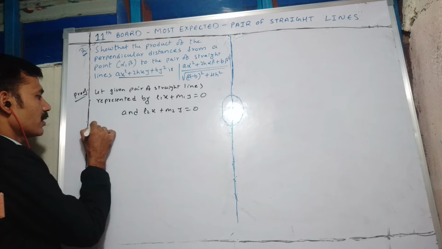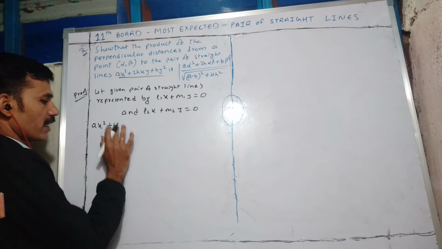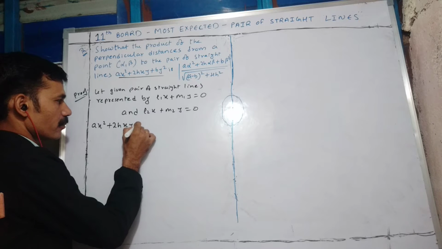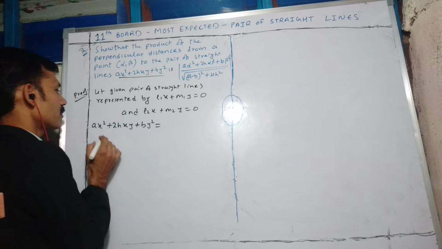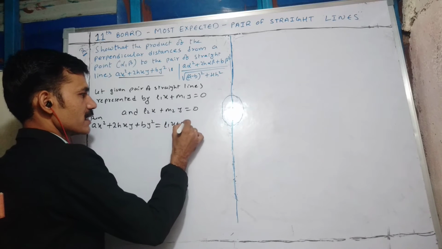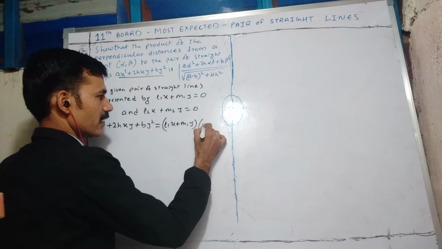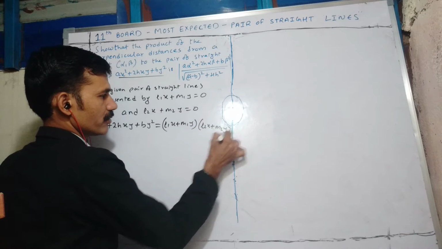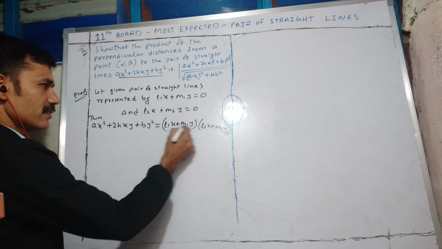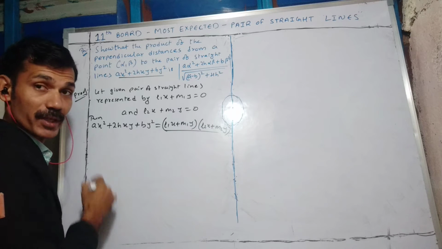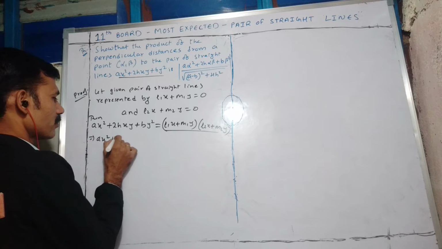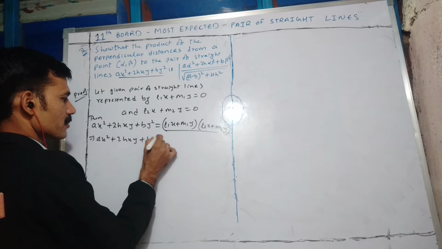Okay, then what you can write? Ax square plus 2hxy plus by square is equals to, they are represented by L1x plus M1y and L2x plus M2y, no? Okay, their product we can write like that. Here we can multiply and we can compare their coefficients. Okay, now what you will get? Ax square plus 2hxy plus by square. What we are going to get?